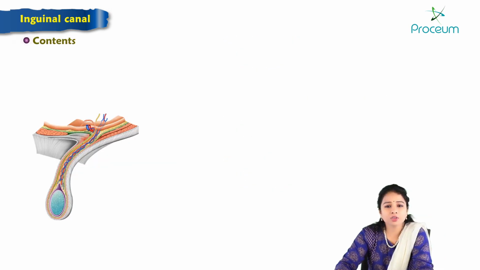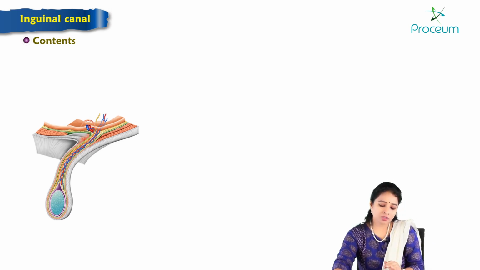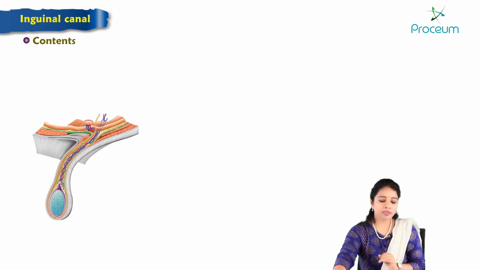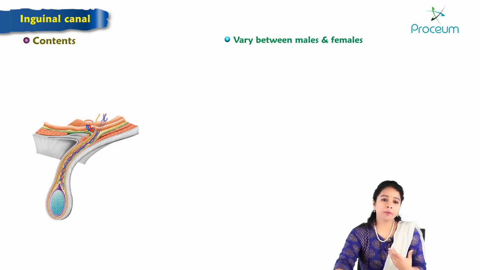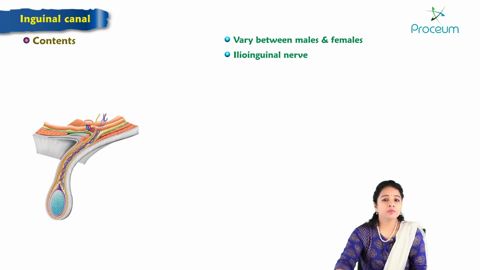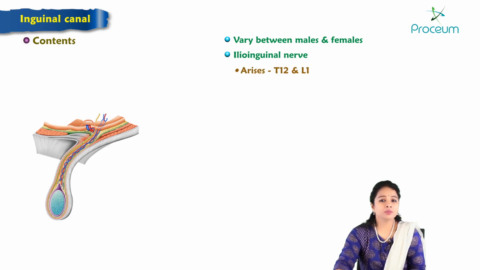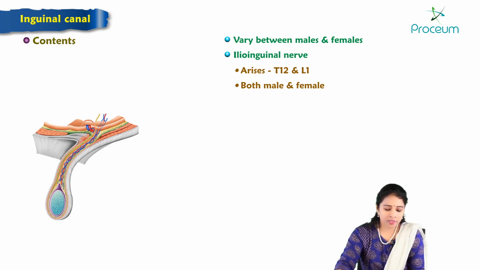Let's see the contents of the inguinal canal. So here is a schematic image for us to understand the contents of the inguinal canal in males. Actually, the contents of the inguinal canal vary between males and females. Ilioinguinal nerve, which arises from the root value T12 to L1 and is present in both males and females, is a content of the inguinal canal.